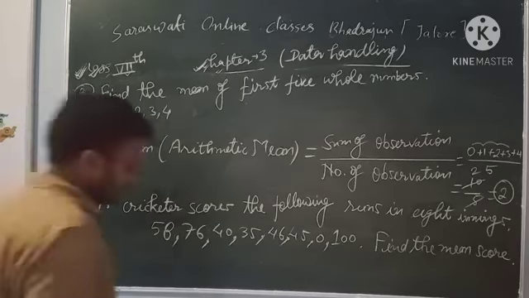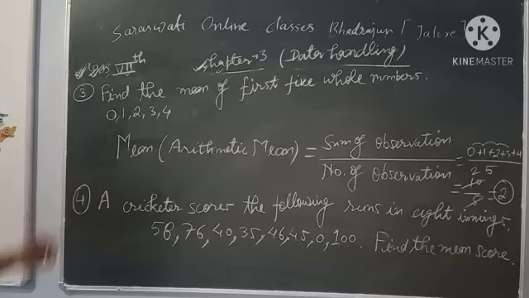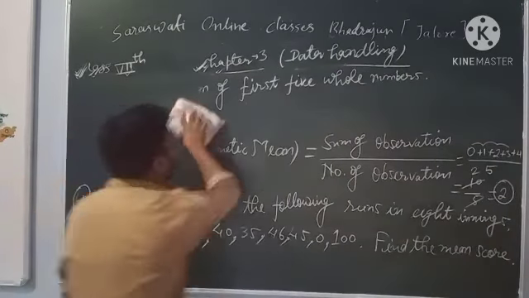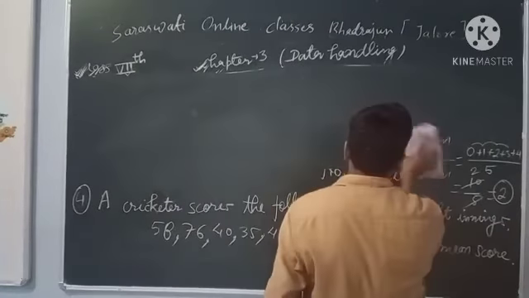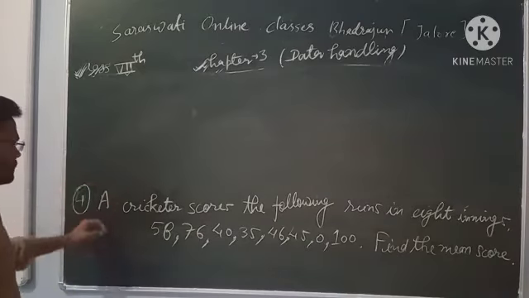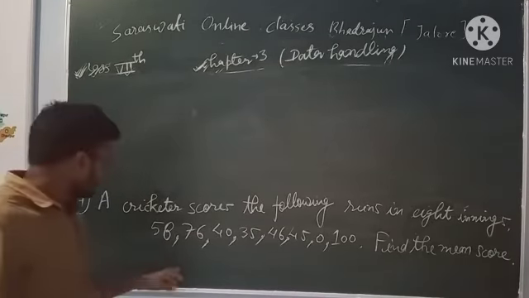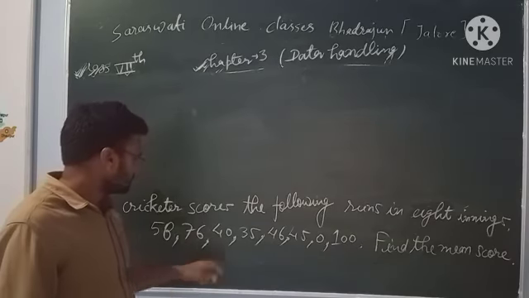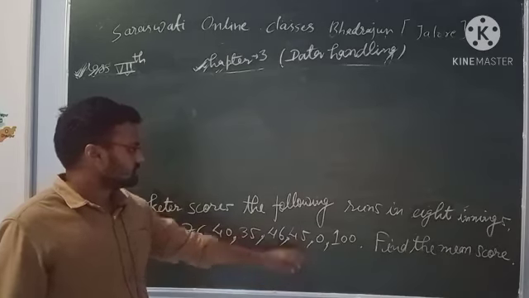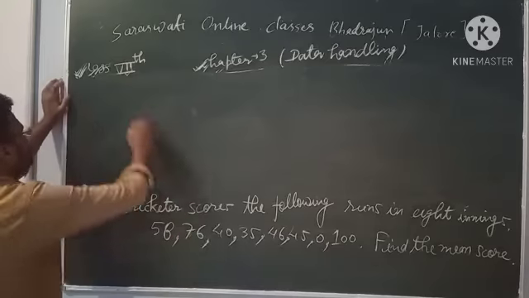Next one is question number 4. So I am going to move on from question number 3 and we'll go towards number 4. A cricketer scores the following runs in 8 innings. Runs in the first inning 58, second 76, third 40, fourth 35, fifth 46, sixth 45, seventh 0, and eighth 100. Find the mean score.